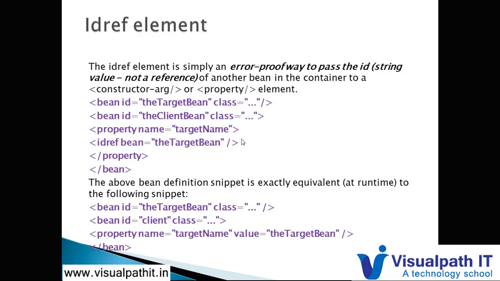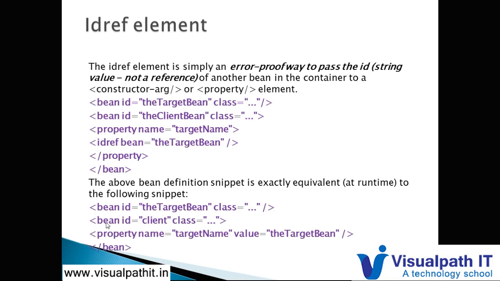Next comes the idref element. What exactly is the idref element? This element is an error-proof way to pass the string value or the id value of one bean in the container to a constructor argument or property element. For example, we have here bean id equal to targetBean and the class name, bean id equal to clientBean and the class name, and property name is targetName, idref bean is the targetBean. So how can we write this particular bean definition with exactly the same equivalent work it does at runtime?